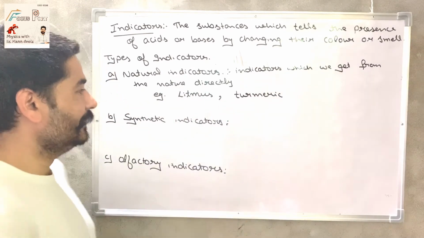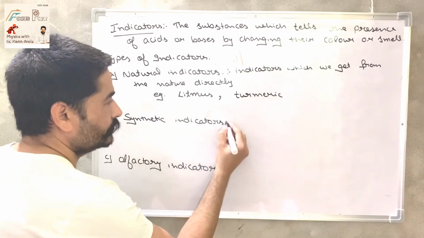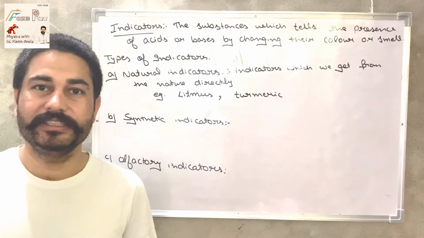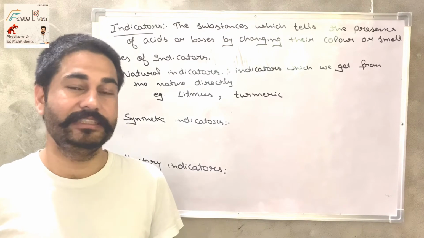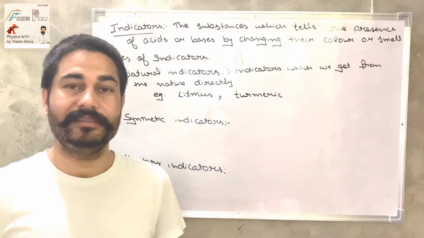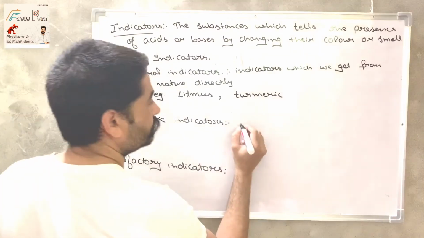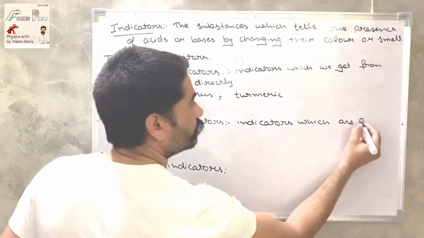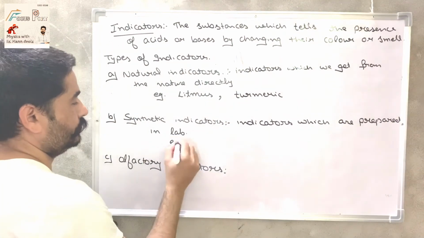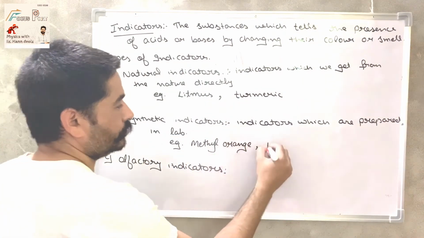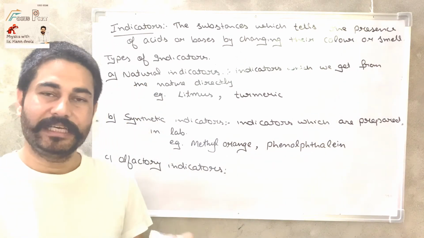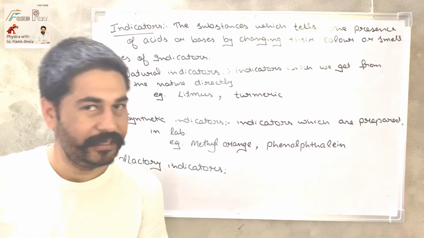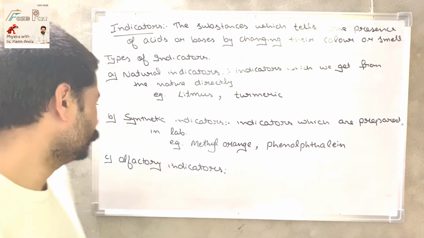Now synthetic indicators. Synthetic indicators are those indicators which are prepared in the laboratory by scientists, by persons. These are not ready-made, present in nature. Examples of synthetic indicators are methyl orange and phenolphthalein. Again, you can cover many more examples also.